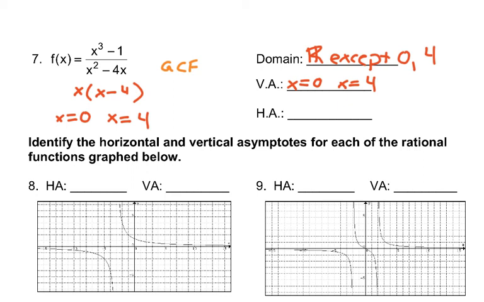To find your horizontal asymptote, you look at the exponents. Which one's bigger? The numerator is 3 and the denominator is 2. So the numerator is greater than the denominator. And whenever that happens, we do not have a horizontal asymptote. There is none.